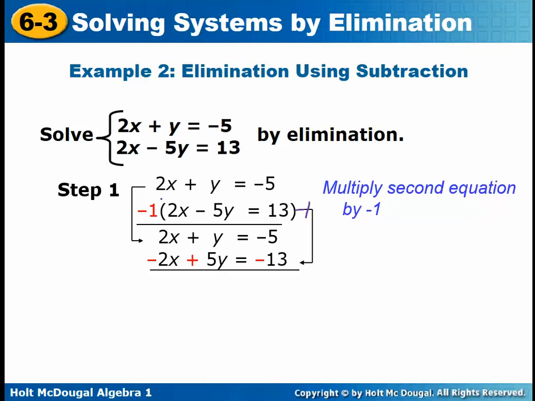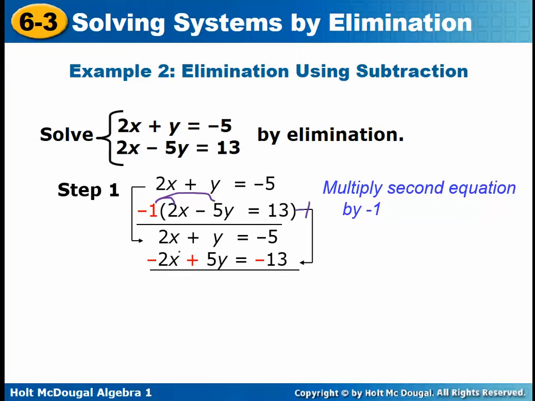So the first equation I just wrote again, 2x plus y equals negative 5. But on the second one, I distributed that negative 1. So I'd get negative 1 times 2x is negative 2x. Negative 1 times negative 5y would be a plus 5y. And 13 times negative 1 is negative 13. So every single sign changed on the second equation.